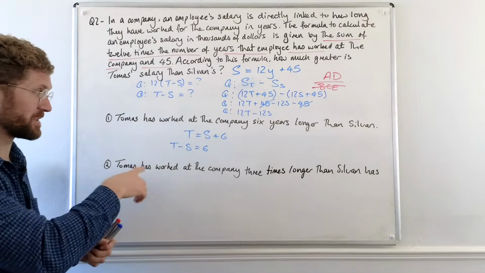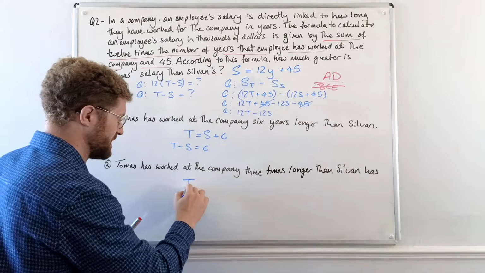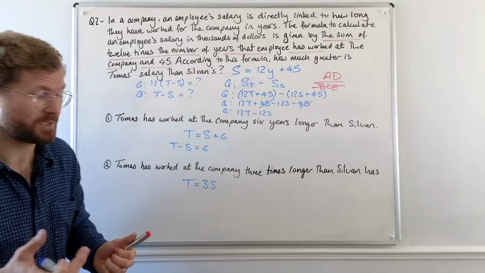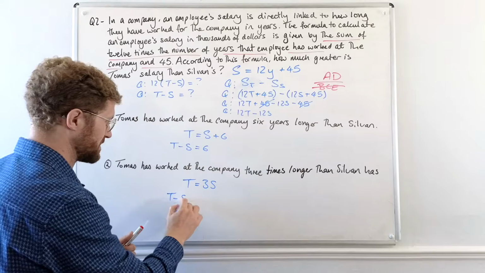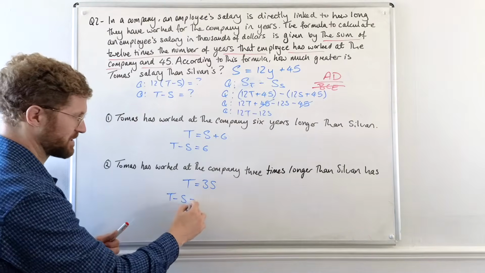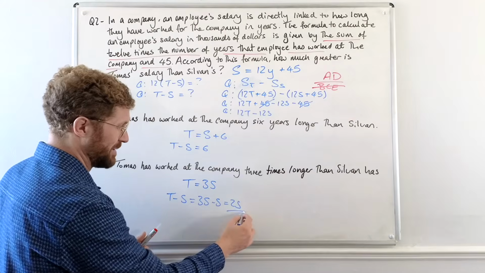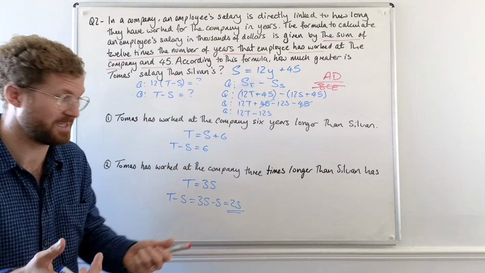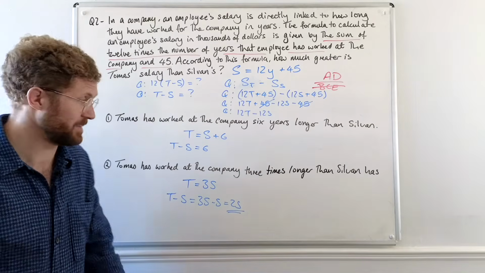All right, statement 2, Thomas has worked at the company 3 times longer than Sylvan has. Now this tells me that T is equal to 3S. Now I can do a few things with this. Really the thing that we're looking for is what is T minus S. Well, if T is equal to 3S, I could say that T minus S is equal to 3S minus S, that's equal to 2S, but I'm not going to be able to get a number out of this. I'm not going to be able to tell what S is or T is from this. I could substitute the other way, it's still not really going to get me anywhere.